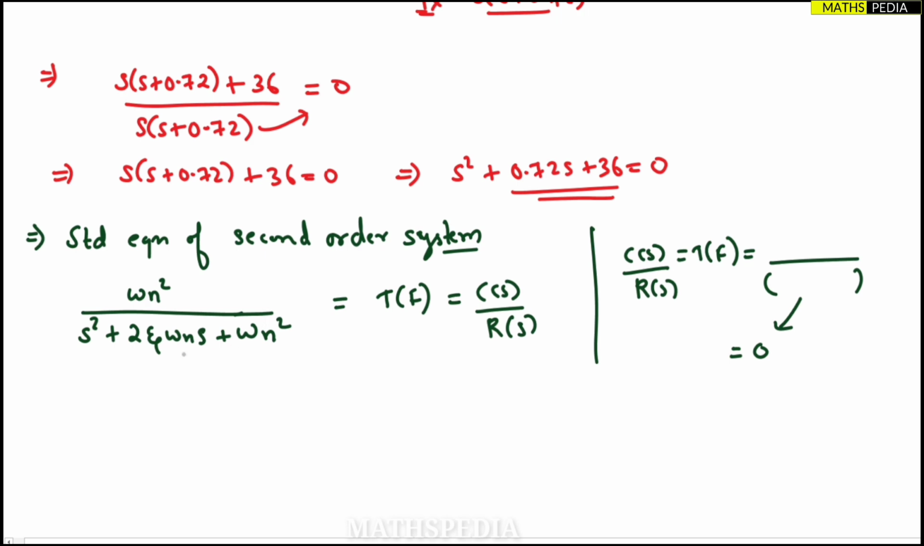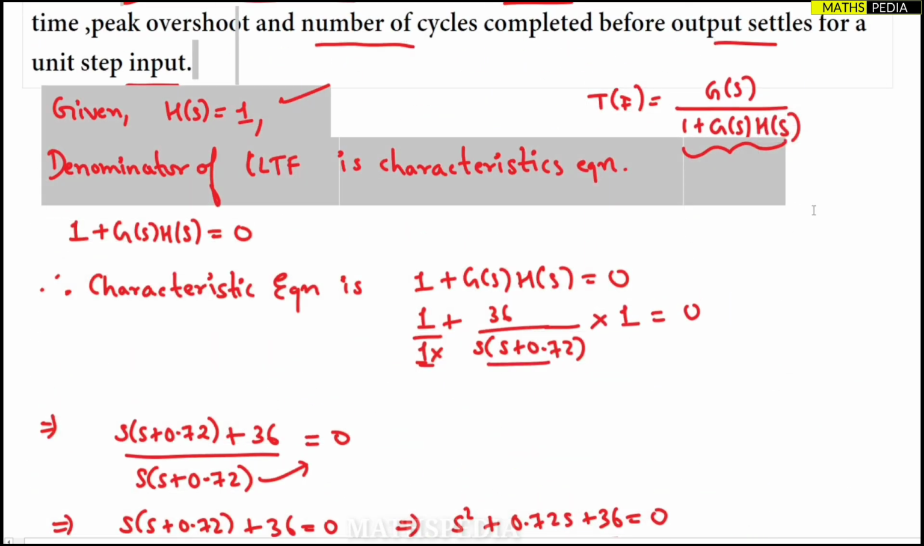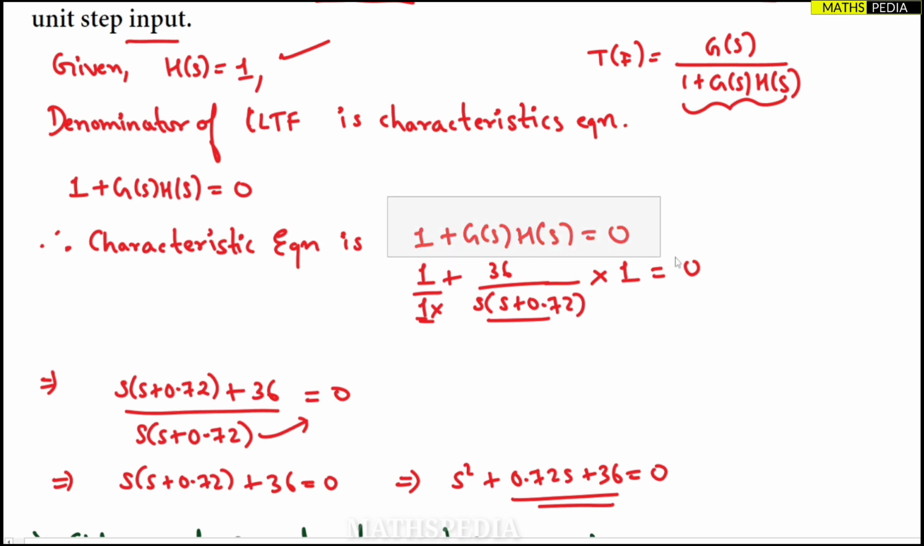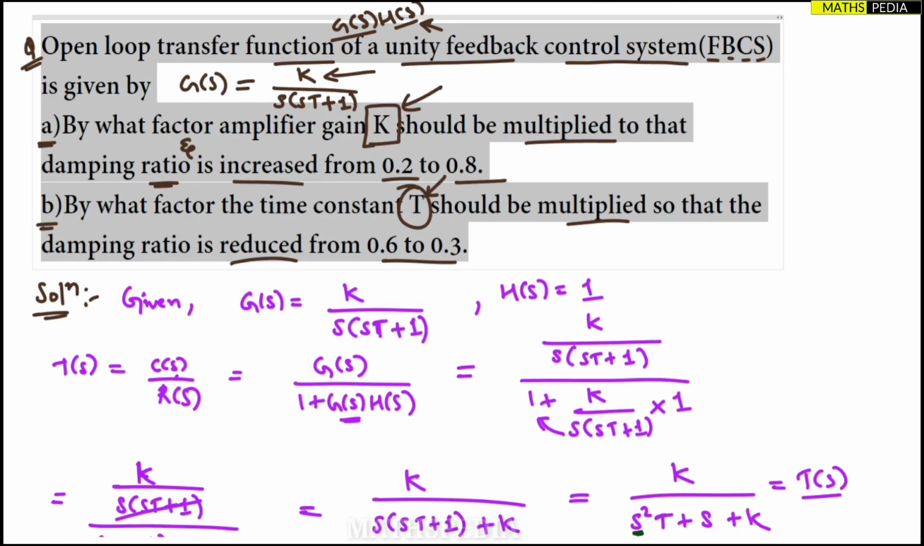Now here also, if you observe, this part is the denominator of the transfer function. This is also a transfer function. So the denominator of the transfer function will be the same as the transfer function of this. So we can compare directly. No need to find again the C of s by R of s, no need to find again the closed loop transfer function. We have got this part, which is the denominator. Just compare it with the denominator of this second order transfer function. I hope you understood.